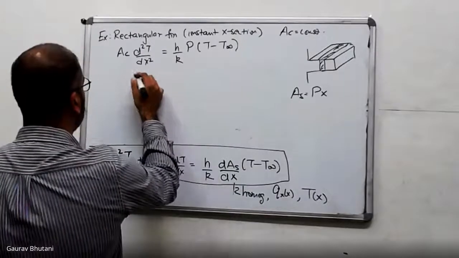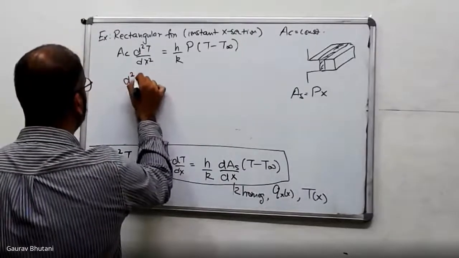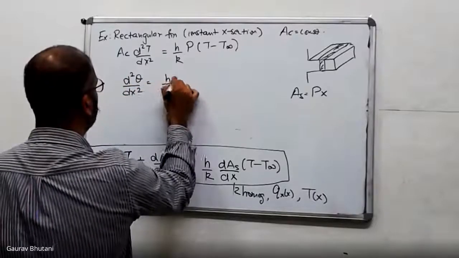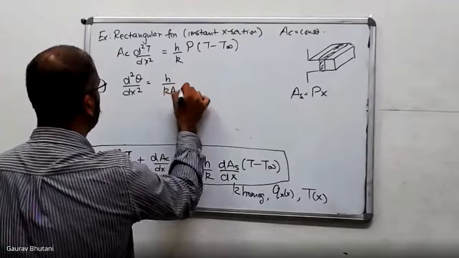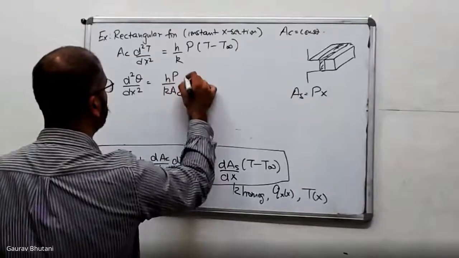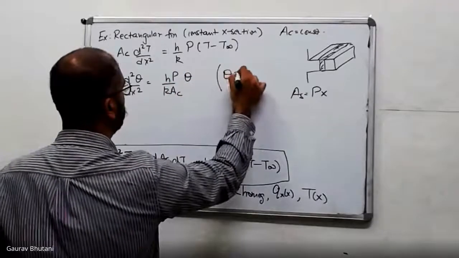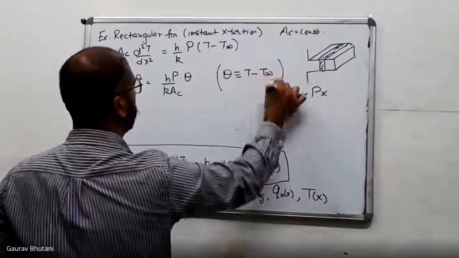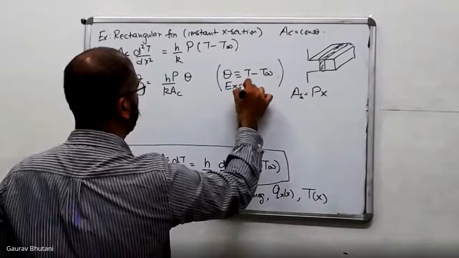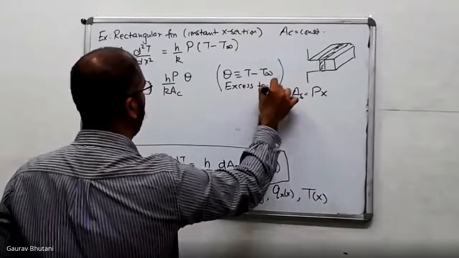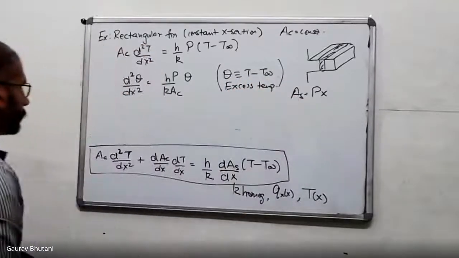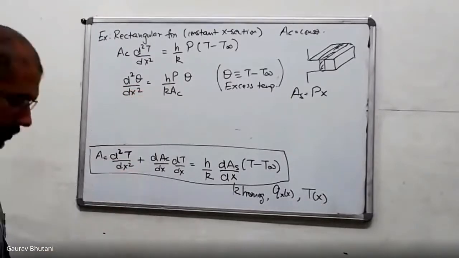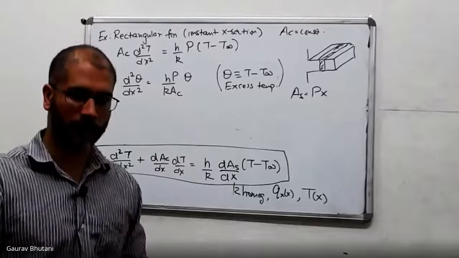So your equation ultimately becomes d2 theta by dx2 equals h upon k Ac times P times theta, where theta is defined as T minus T infinity. It's called the excess temperature. Okay, so you know how to solve this equation. It's a second order ODE, which is homogeneous.